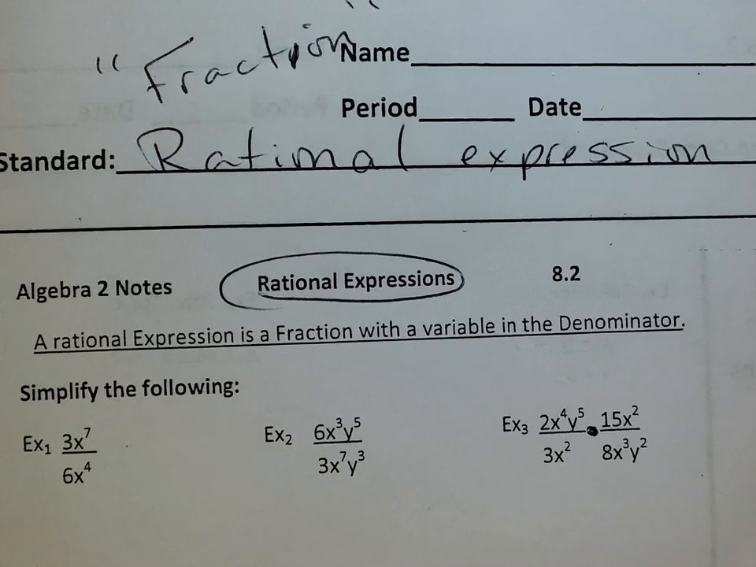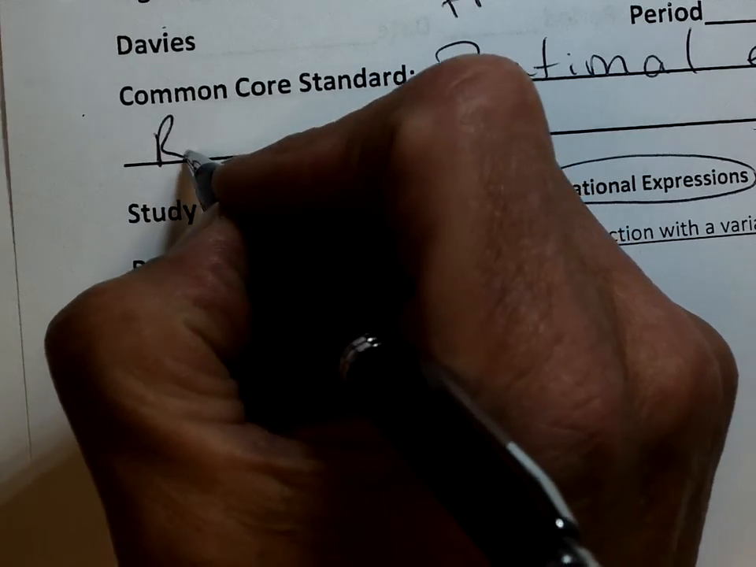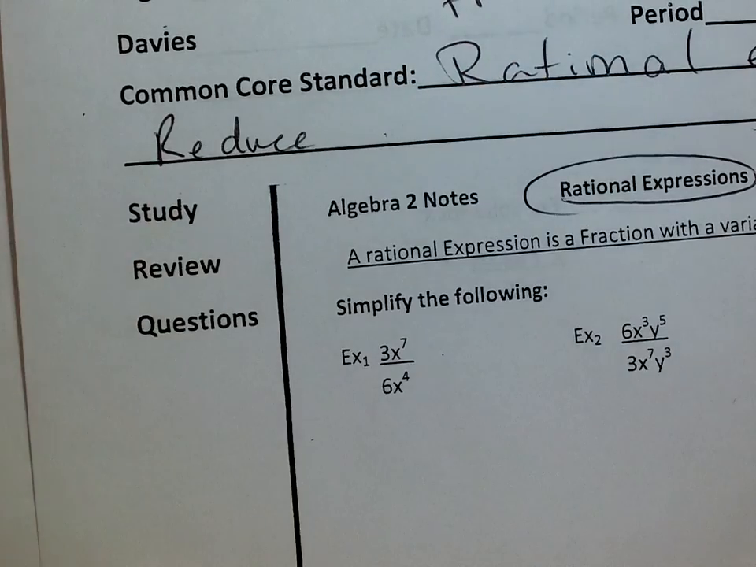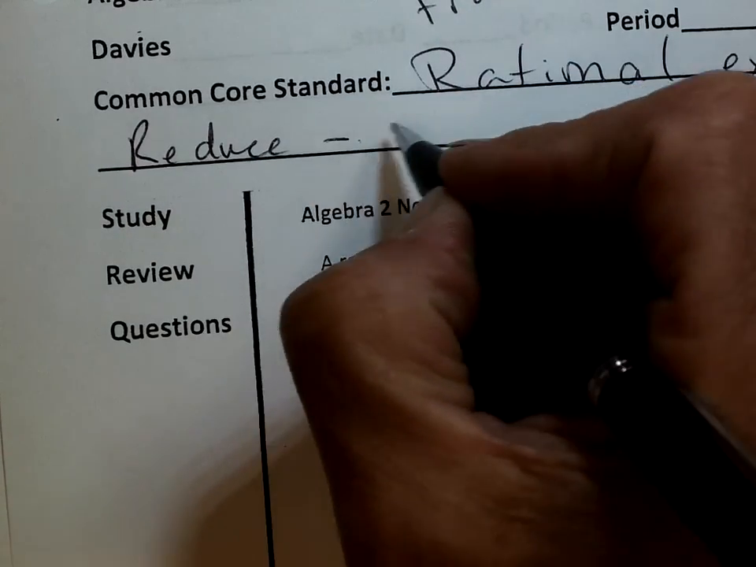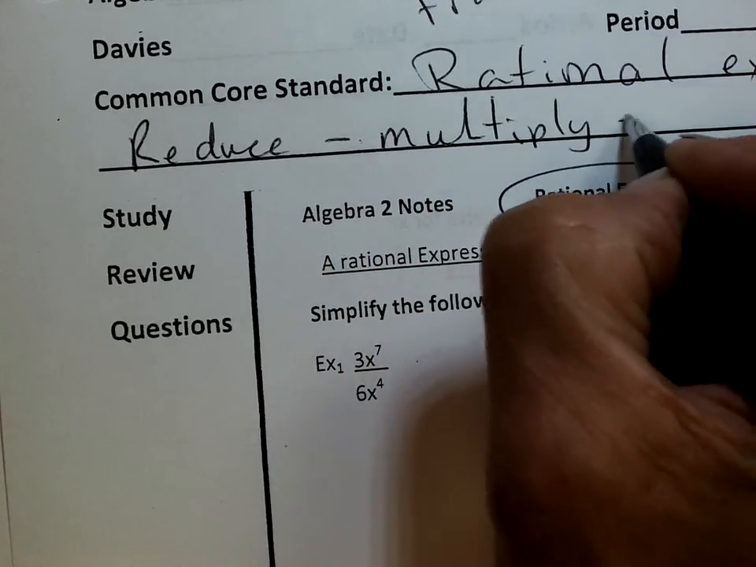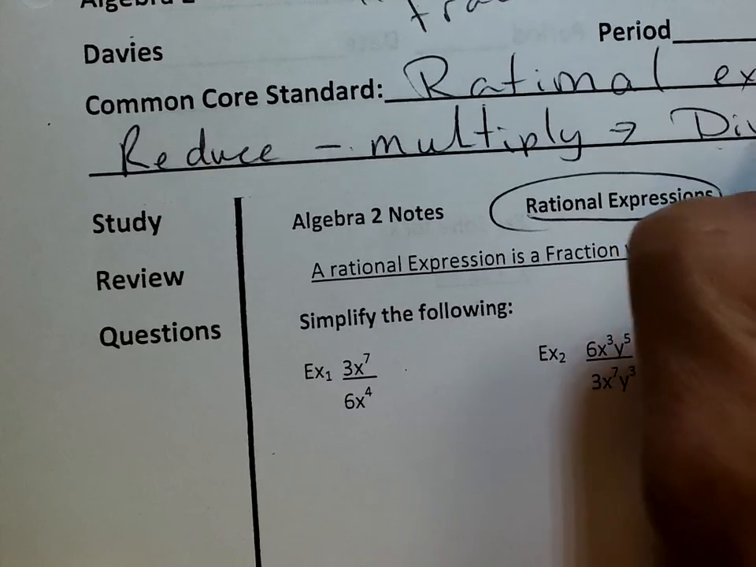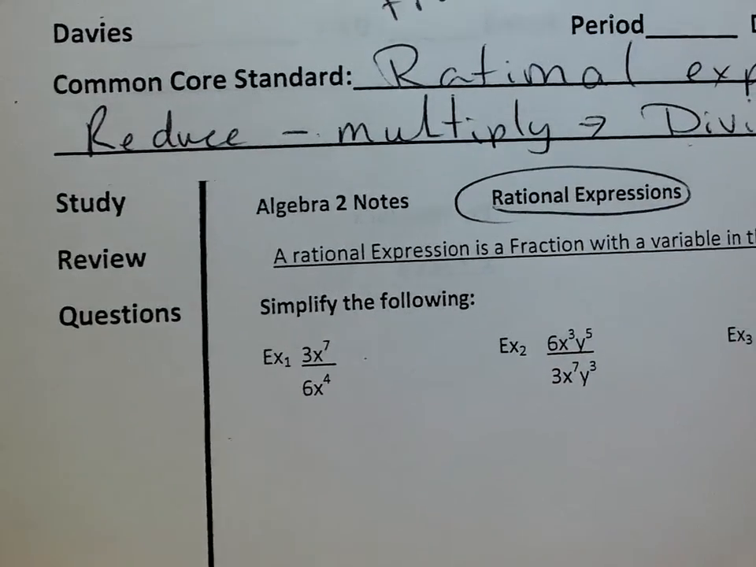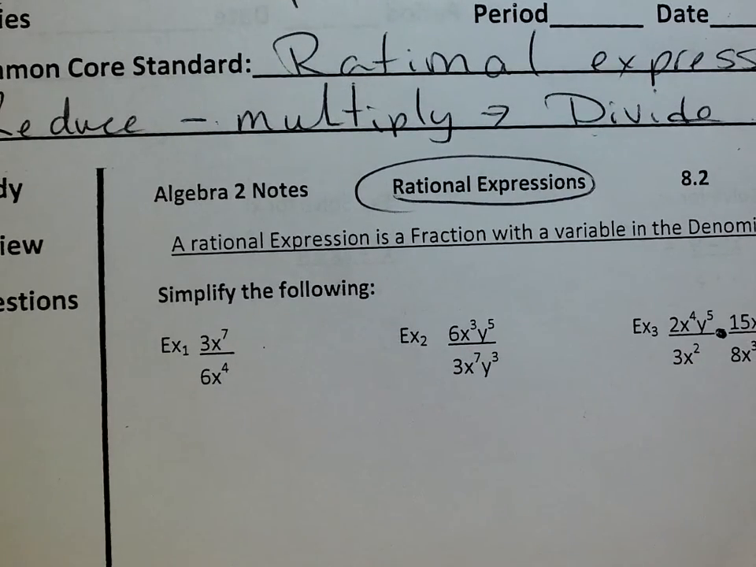So we're going to reduce today. We're going to reduce. We're going to multiply. And we're going to divide. Okay? And we're going to follow the rules that we learned in 6th grade, hopefully.